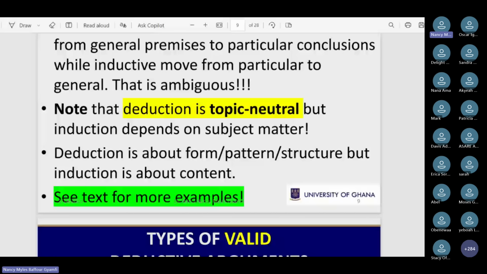If you observe out there, everyone watch your screen, please. I'm explaining topic neutral and why deduction is not interested in the subject matter. It's not looking at the content. It's looking at the pattern.